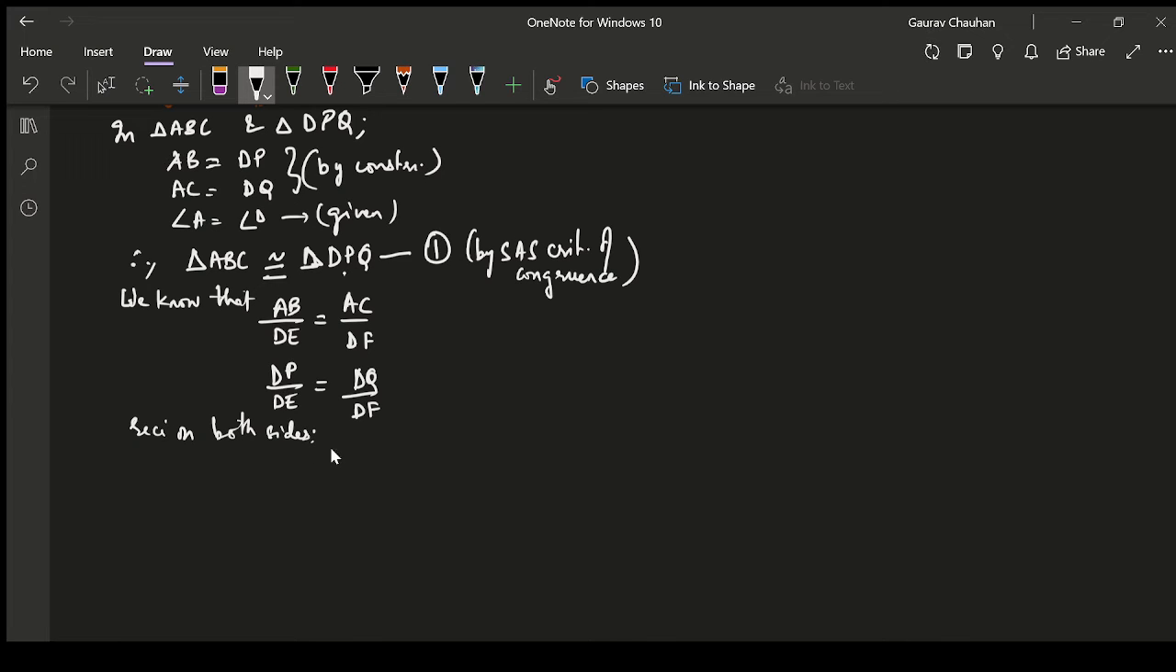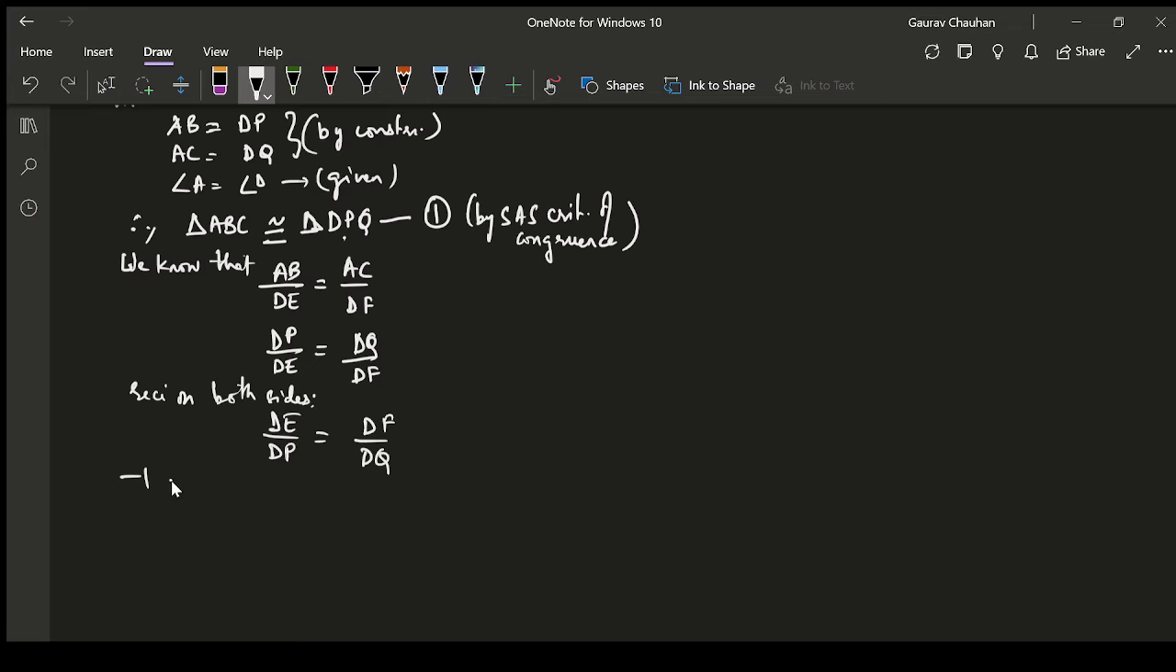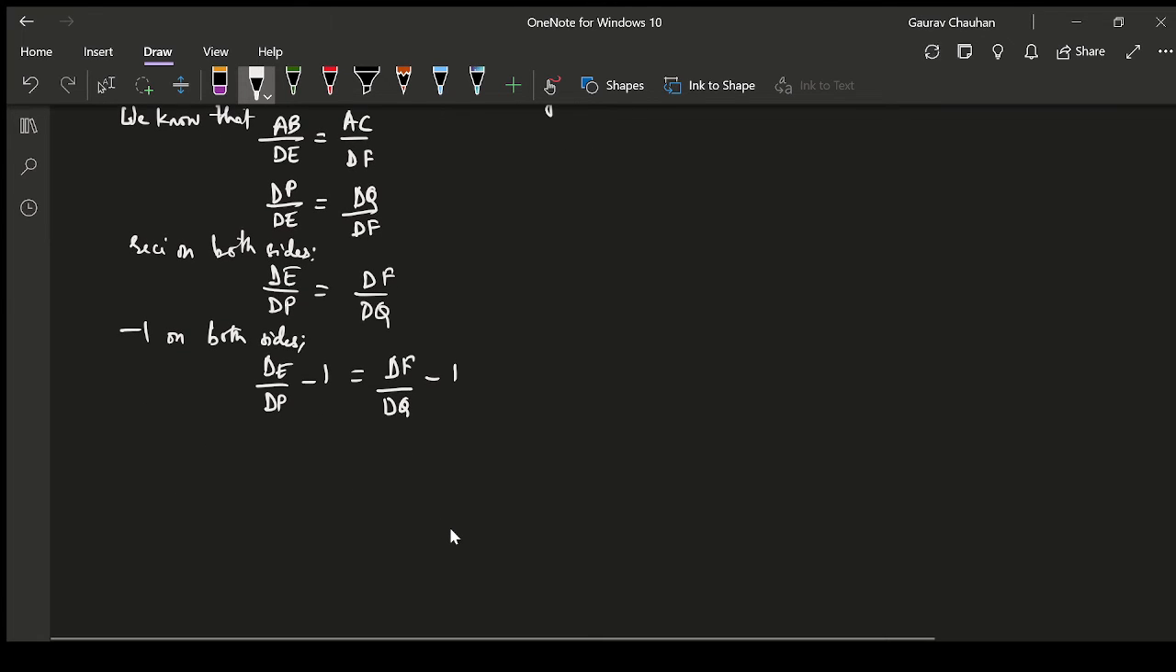So that's going to give me dE by dP is equal to dF by dQ. I'm going to subtract 1 on both sides. I'm going to get dE by dP minus 1 is equal to dF by dQ minus 1. That's going to give me dE minus dP by dP is equal to dF minus dQ by dQ. Okay, let's look at the diagram.